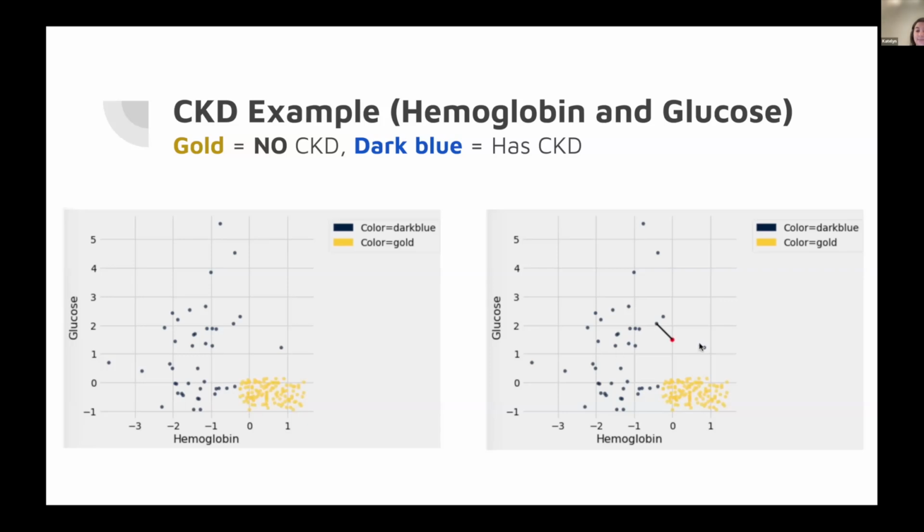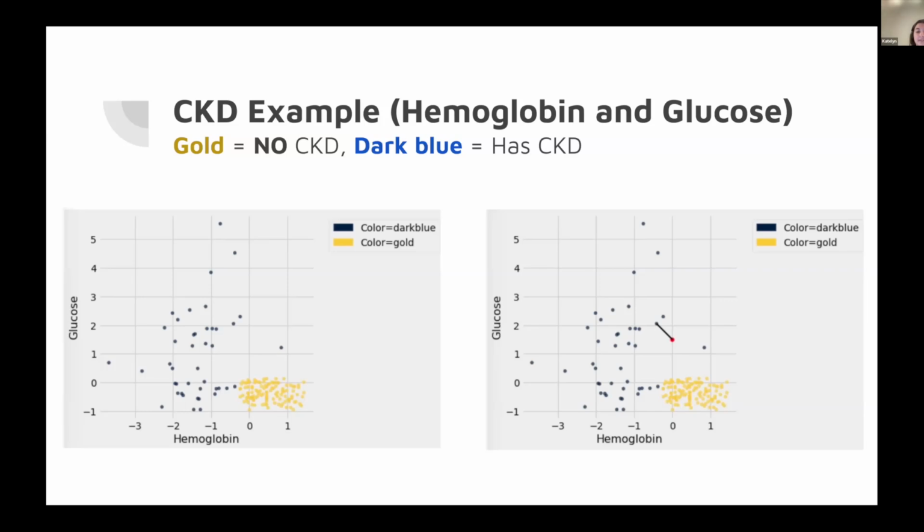On the right graph, there's a red dot, and that's Alice's numbers. The black line it's pointing to is her quote unquote nearest neighbor, the data point that has the closest set of glucose and hemoglobin levels compared to her. Based on just this one nearest neighbor alone, we would say, oh yeah, she probably does have chronic kidney disease, because her numbers are more similar to people who have the disease, which makes sense, right?